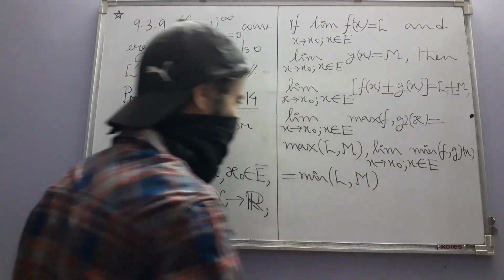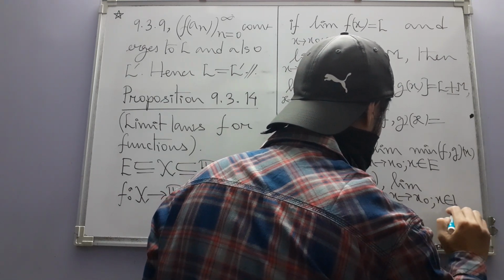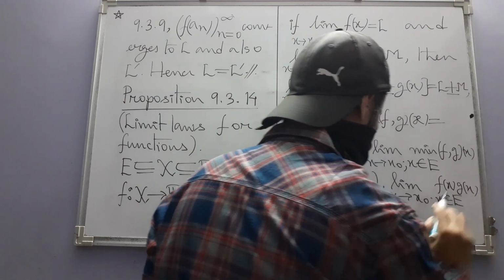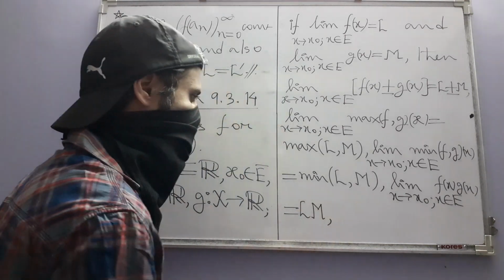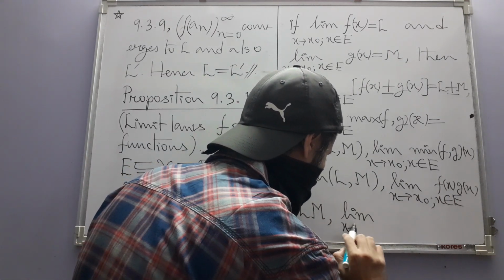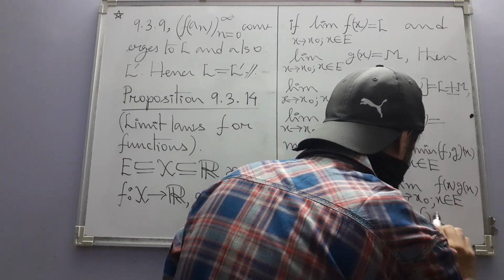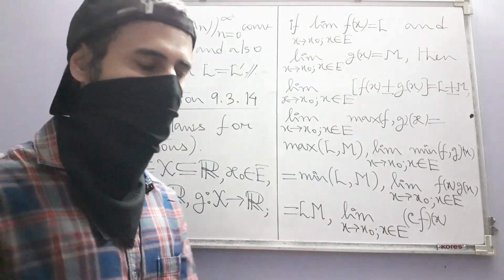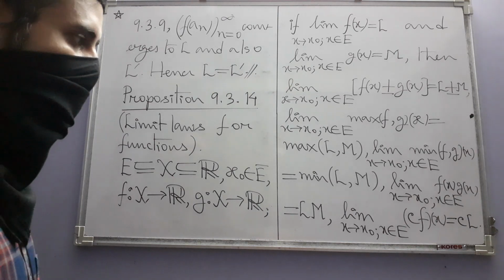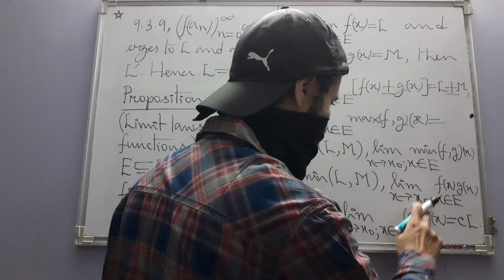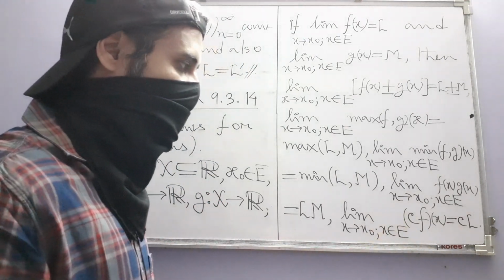Then the limit of the product of these two functions is equal to the product of their limits, and the limit of any real number times the function is equal to the limit times that real number, where actually you can see that this is just a special case of this, where we have one of the functions f and the other function is the function constantly c.